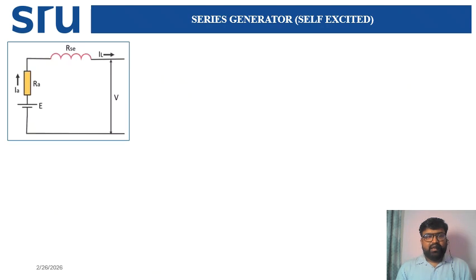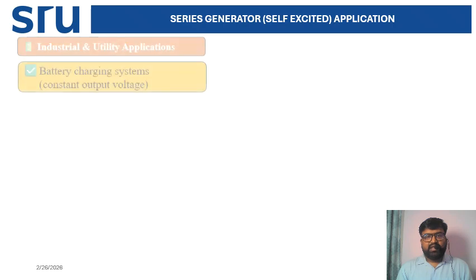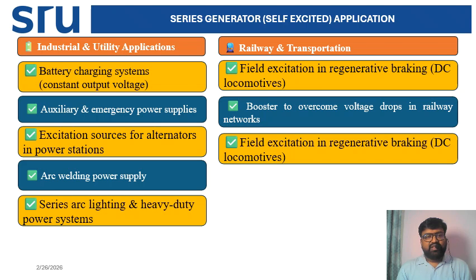This is for self-study, so let us move on to the series generator applications. In these applications, one aspect you can understand is industrial and utility use. Suppose in arc welding you need high current for the operations, and with a series generator you can generate the high current. Series arc lighting and heavy-duty power systems can also use it. Another one is the battery charging system, where we need a constant output voltage. That case also.